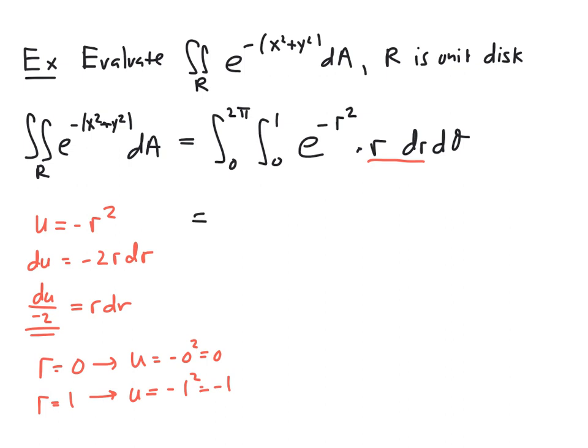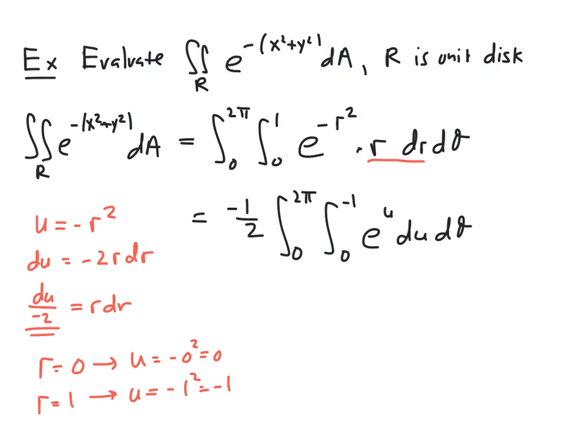When we make this substitution, we introduce a negative 1/2 constant, which we can pull outside all of the integrals. That's from the du over negative 2 being r dr. I have the integral from 0 to 2 pi, and I've done nothing with theta. The integral in r has now changed from 0 to negative 1, of e to the u du d theta. So we've changed the integral from 0 to 1 of e to the negative r squared r dr into negative 1/2 times the integral from 0 to negative 1 of e to the u du.